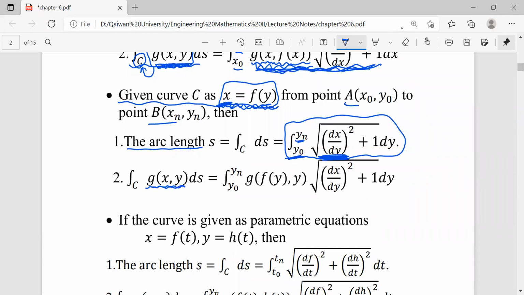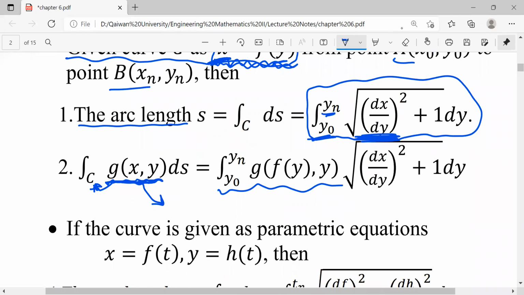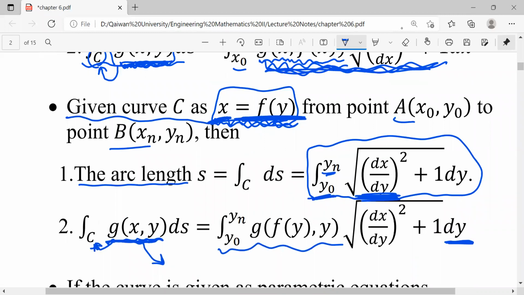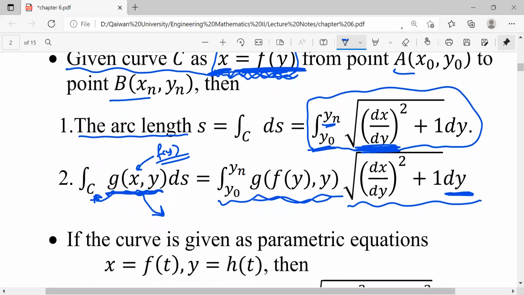And if you have a function g of x, y over the curve, it equals the integration from y0 to yn. In the function g, we have x and y. We must have only one variable. Since we take the integration with respect to y, we must have only y. But we are given that x is a function of y, so you replace x by f of y. Then we get only a function of y, g of f of y and y. We multiply it by the square root, dy, and take the integration from y0 to yn.